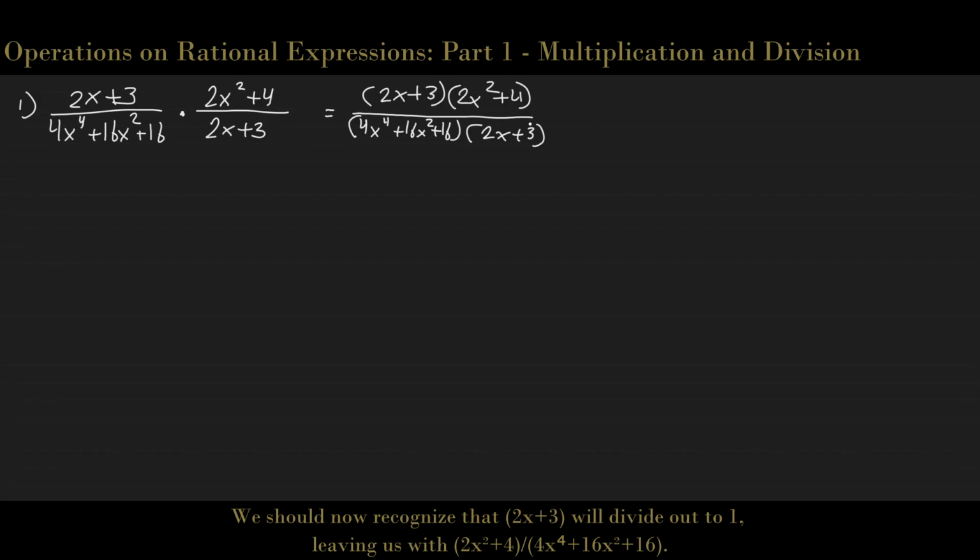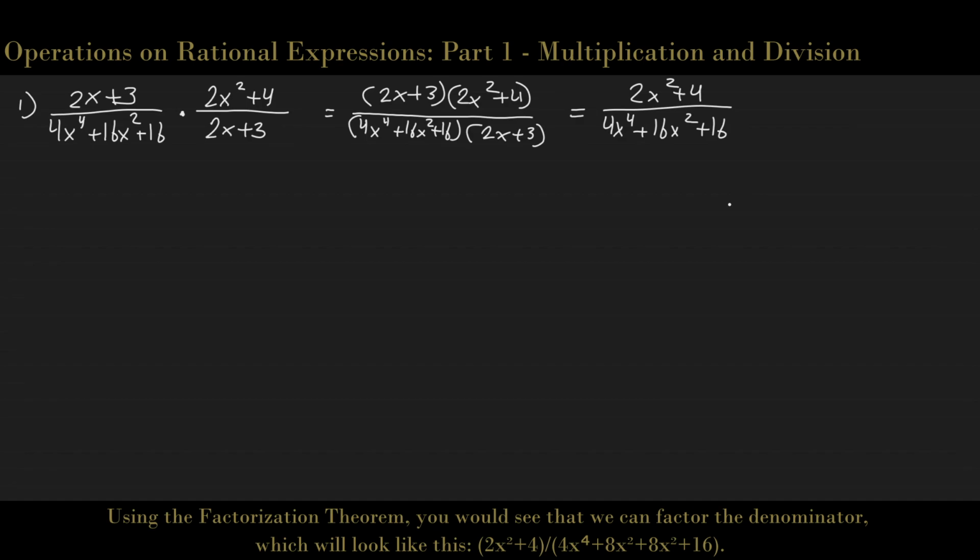We should now recognize that 2x plus 3 will divide out to 1, leaving us with 2x squared plus 4 divided by 4x to the fourth power plus 16x squared plus 16. Using the factorization theorem, we can factor the denominator, which will look like this: 2x squared plus 4 divided by 4x to the fourth power plus 8x squared plus 8x squared plus 16.